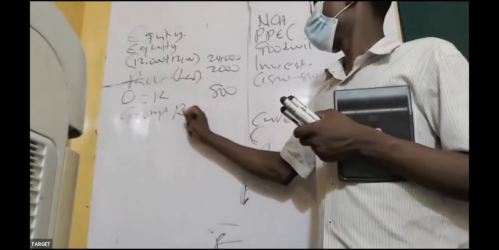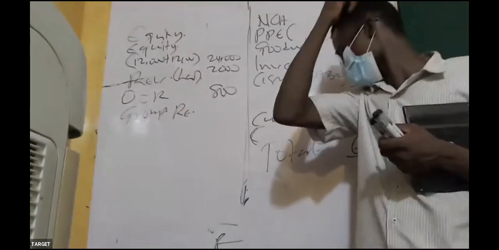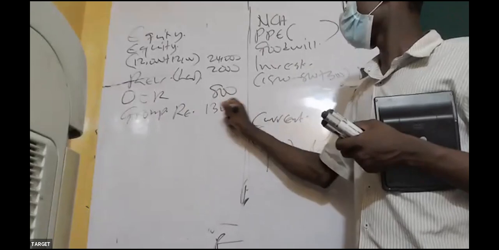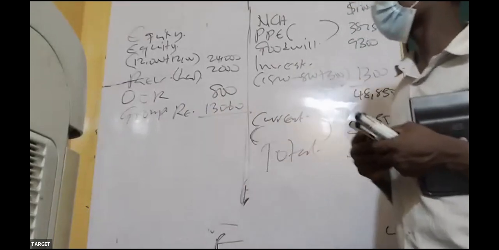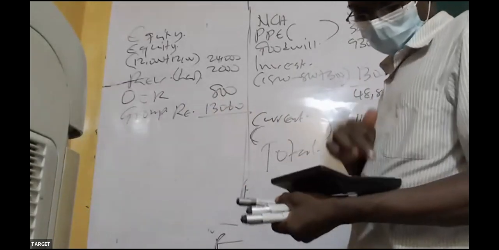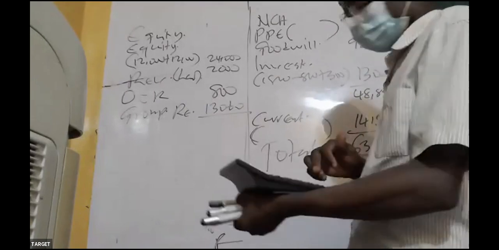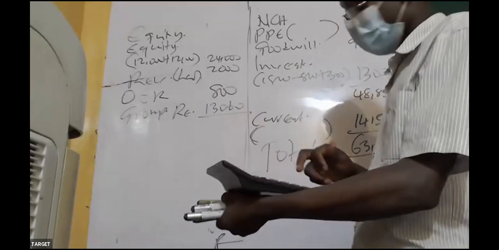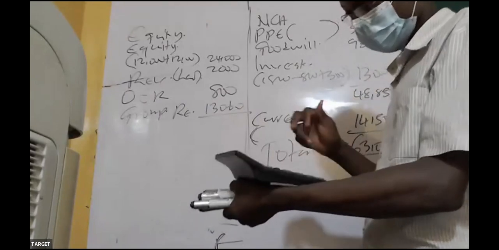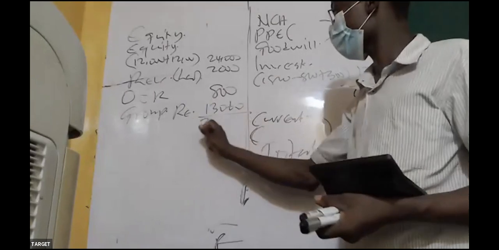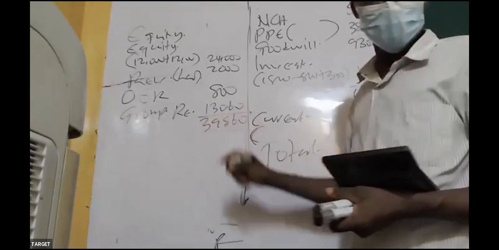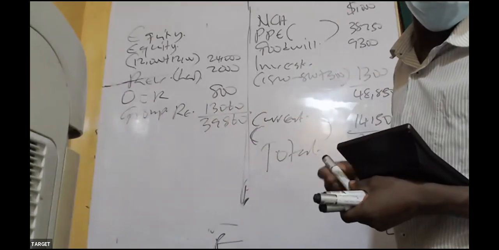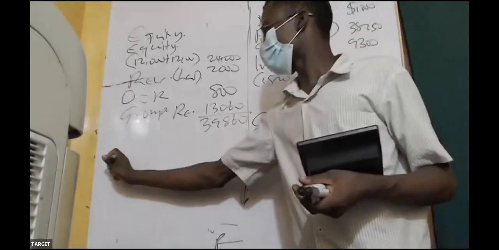Then the retained earnings, our computed group retained earnings. We had a certain figure: 13,060. Then we add all together. What's the total equity? 24,000 plus 2,000 plus 800 plus 13,060. Answer 39,860. Agreed. Yes.